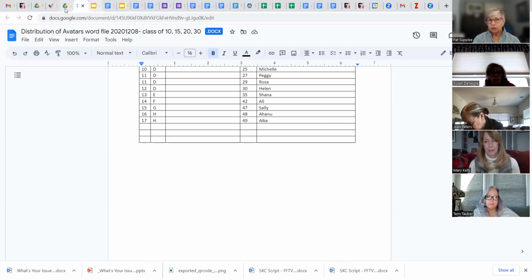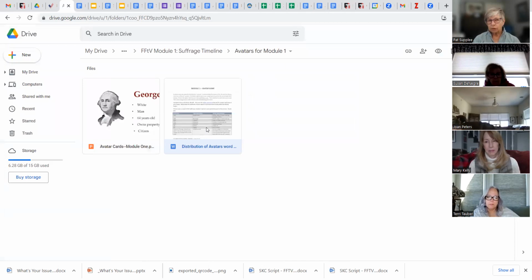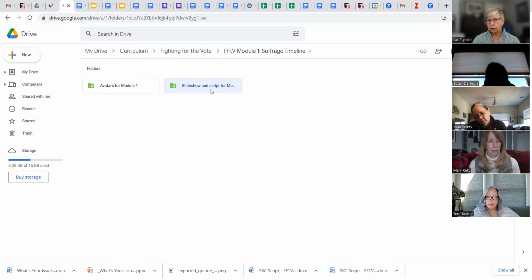Okay, so those are the two things that are available to you. You've got the avatar folder, and you've got the slideshow and script. And as I said, you're welcome to adapt both to meet the needs of your particular setting.